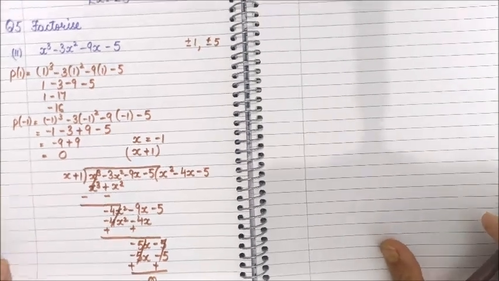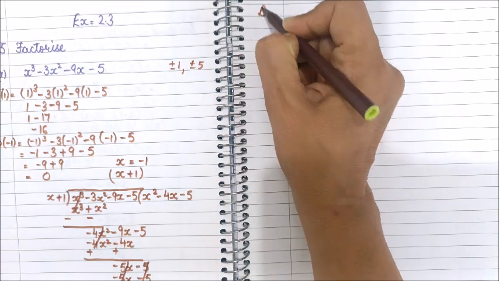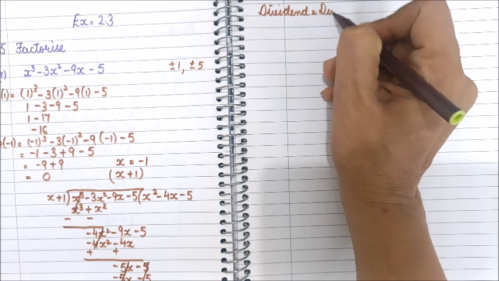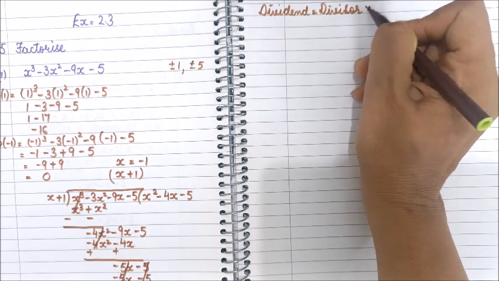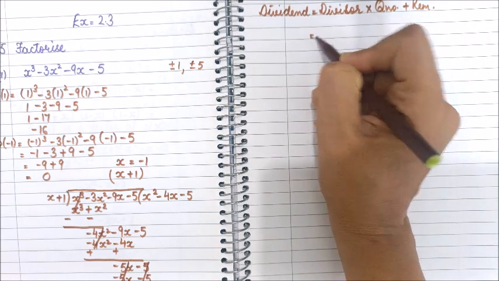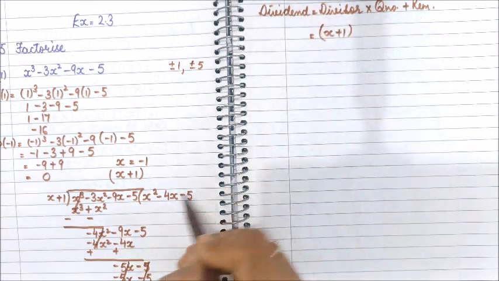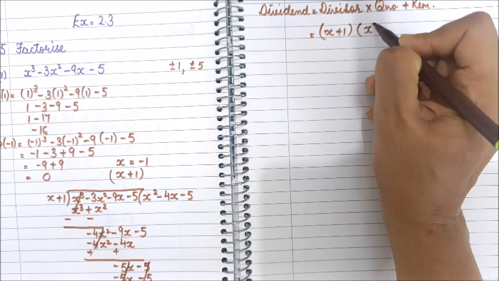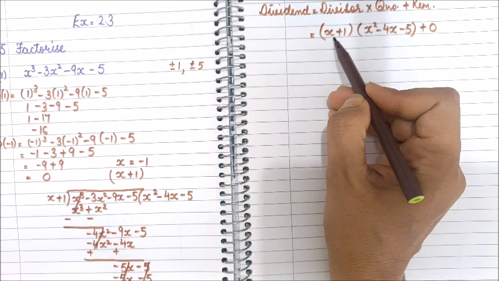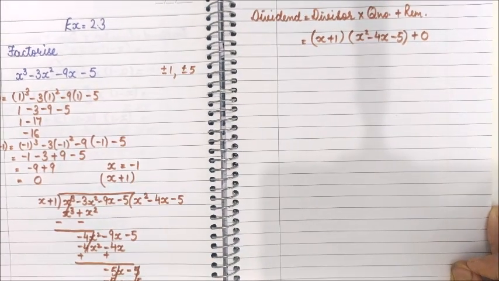So we know what we have to do now: we are going to use the division algorithm, which says that dividend is equal to divisor into quotient plus remainder. So what is my divisor here? This is my divisor, x plus 1. What is my quotient? This is my quotient, x square minus 4x minus 5. Remainder is 0. So this is one factor, and this we know how to solve by splitting the middle term, as it is a quadratic polynomial.